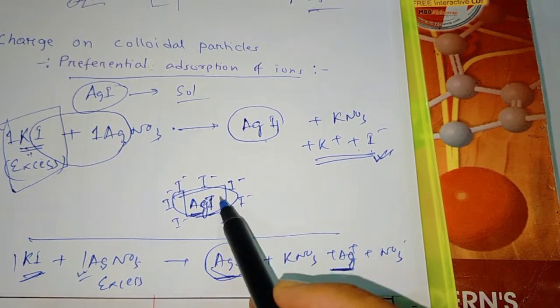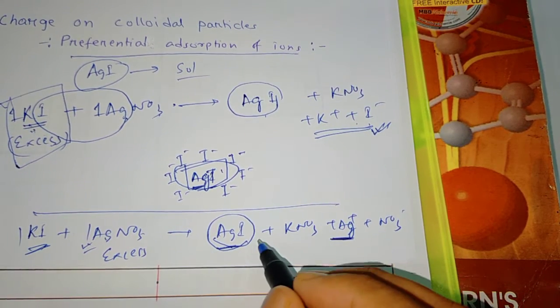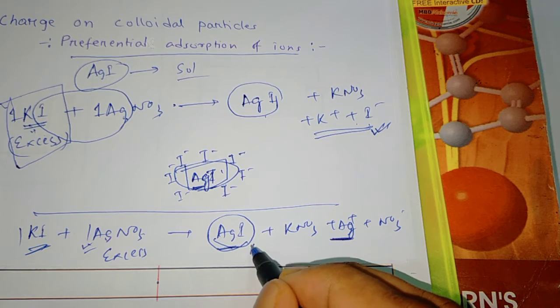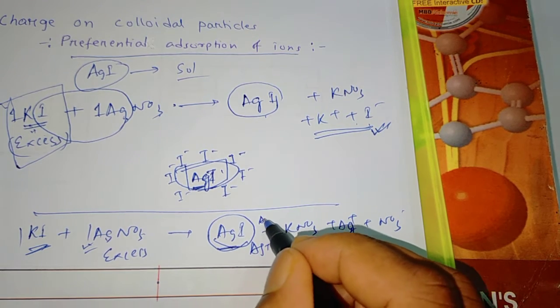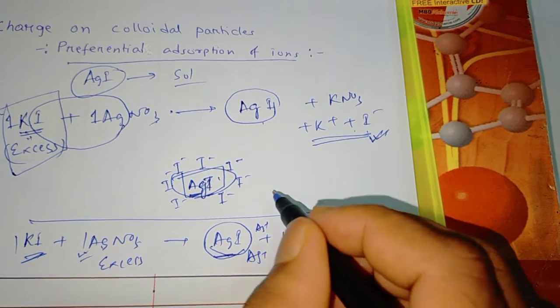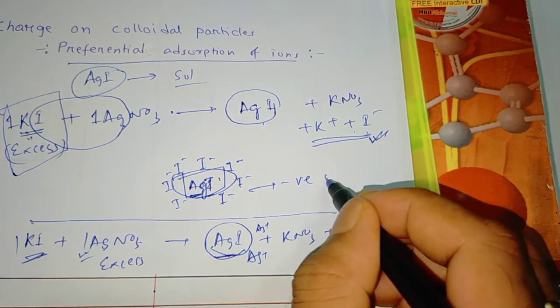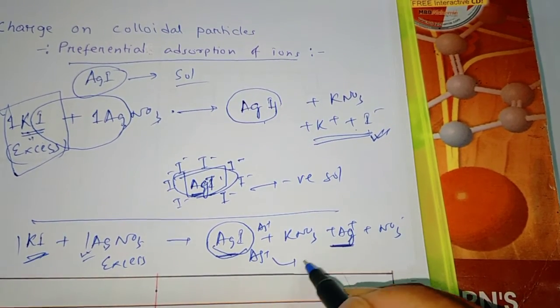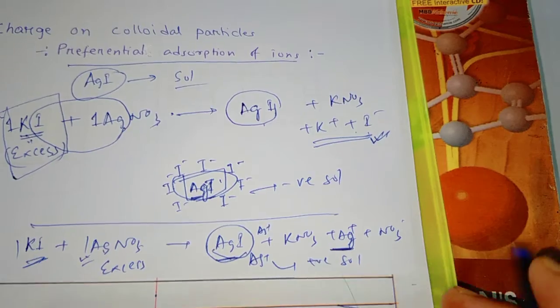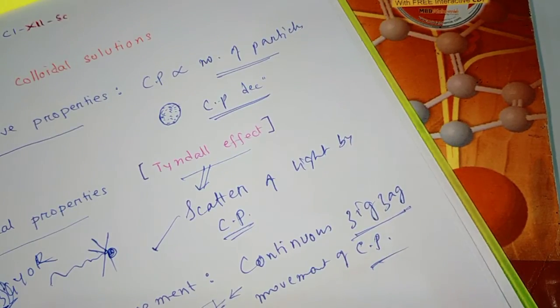Initially iodine got adsorbed, now silver is going to get adsorbed. Now if silver is going to get adsorbed on its surface, earlier it became a negative salt, now it will become a positive salt. Taking this one in the next page also.